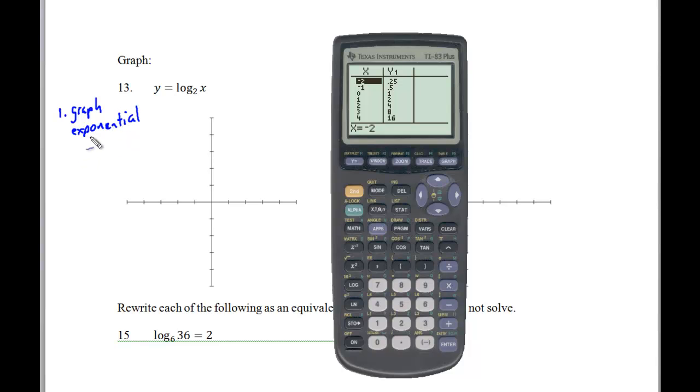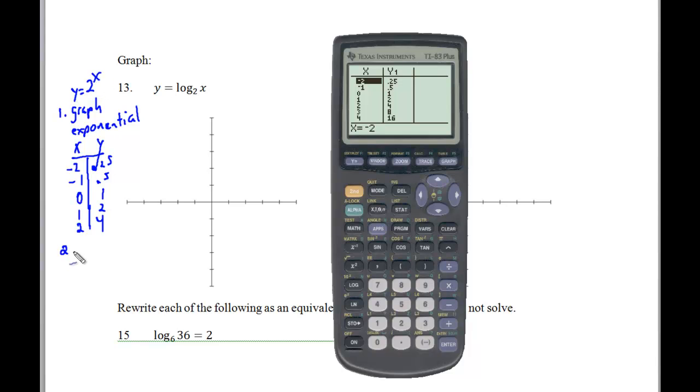Now the exponential is the inverse of the logarithm. So we're going to have our x and y values, and our x and y values are going to be negative 2 and 0.25. Sorry, that didn't show up there. Negative 1 and 0.5, 0 and 1, 1 and 2, and I'll put another one on there for good measure, 2 and 4. So there's your exponential, or y equals 2 to the x power.